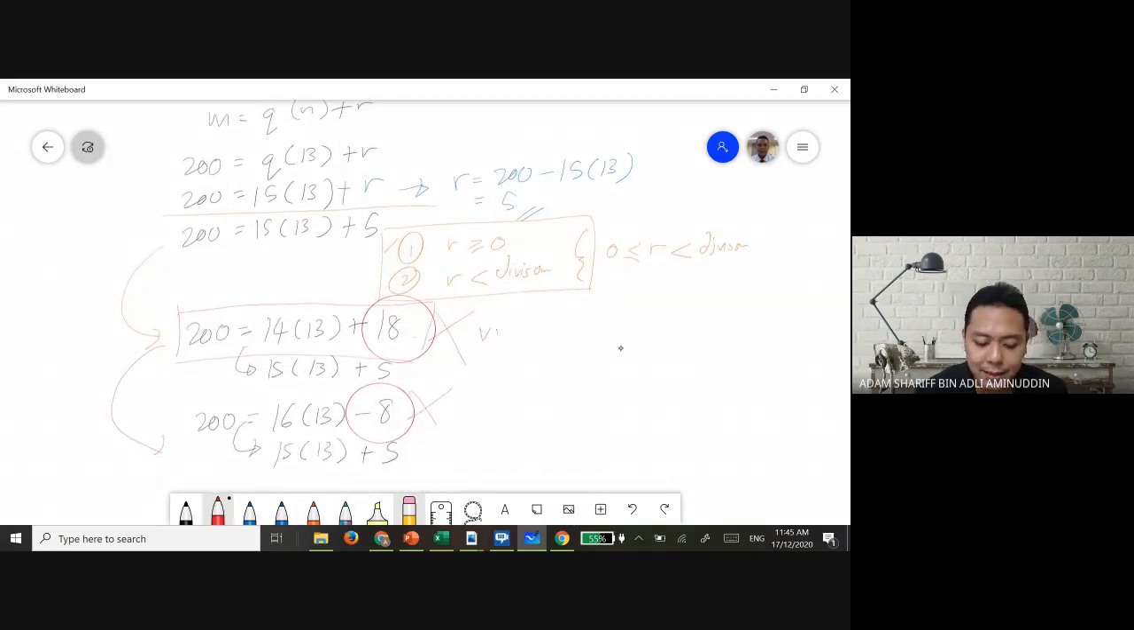Ini violate R less than divisor. Ini pula violate R must be larger than or equal to 0.